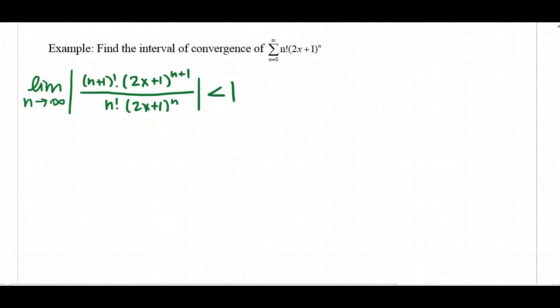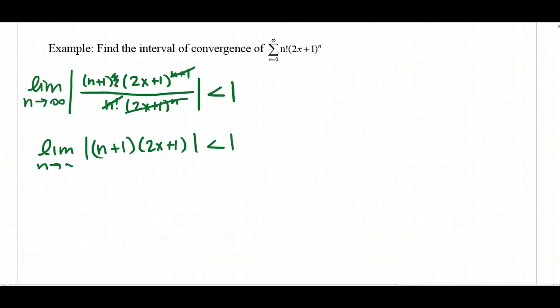So let's see, this 2x plus 1 to the n is going to cancel with this here, and I'll just have one copy of 2x plus 1. And my factorial is going to cancel, and I will just have an n plus 1 on top. So what I have is n plus 1 times 2x plus 1, and I need this to be less than 1 as n approaches infinity.